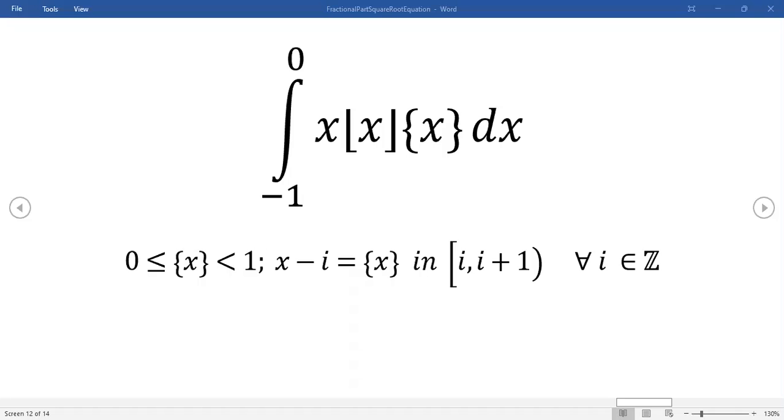Hey everybody, I want to share sort of a companion definite integral here. This is a definite integral that involves the independent variable x, also the floor of x, and also the fractional part as a product in the integrand. Now, we are living in the interval -1 to 0 for the purpose of some of these definitions here.